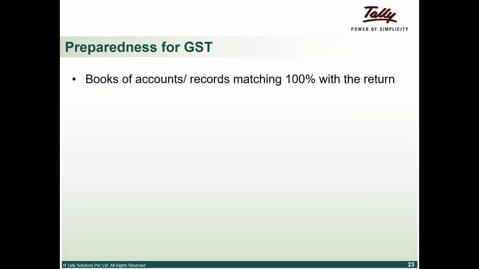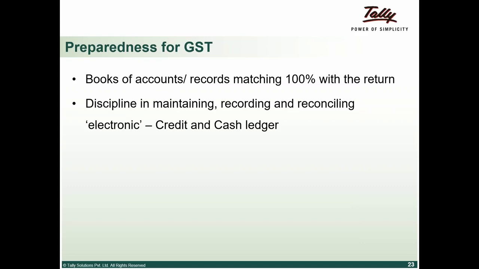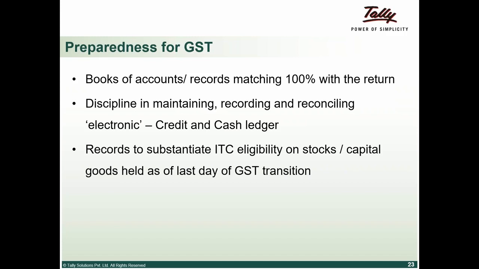Books of account records should match 100% with the return, right? Then discipline in maintaining, recording and reconciling, especially the electronic credit and cash ledger, which is available on the GSTN, right? We were talking about the input tax credit. Whatever record has been maintained should be substantiated if required by the department, for clarity of the input tax credit eligibility that you are claiming. It is very much required.